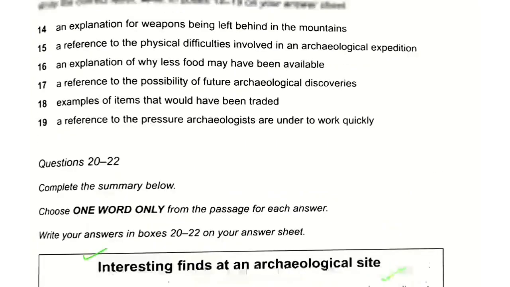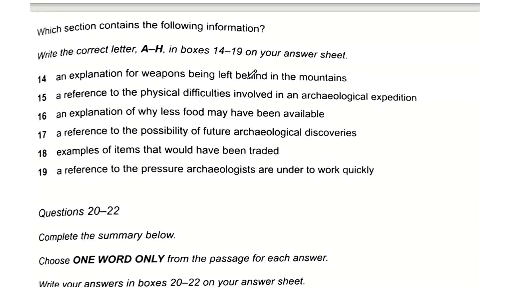In case of matching information, for example, you might find the 14th answer in paragraph G and you might find the 15th answer in paragraph A. And you might find the 16th answer in paragraph H. So here you can clearly see that the answers are clearly not in the order of the passage. Matching information and matching headings, these types of questions are not in order.